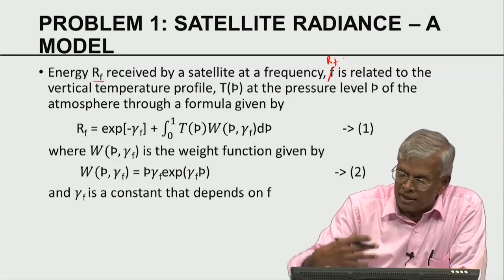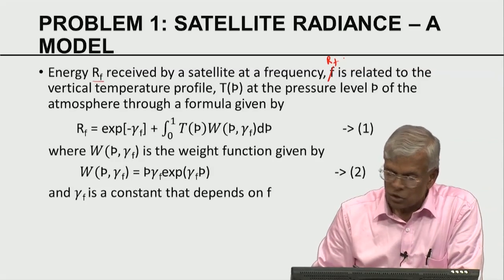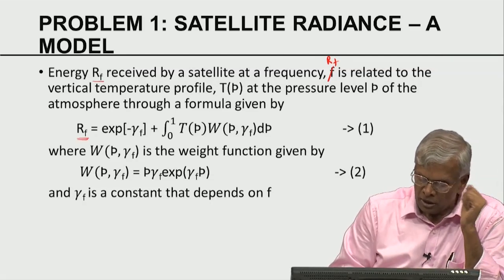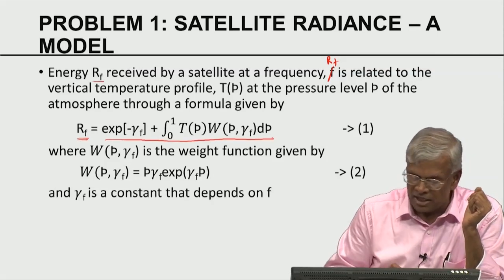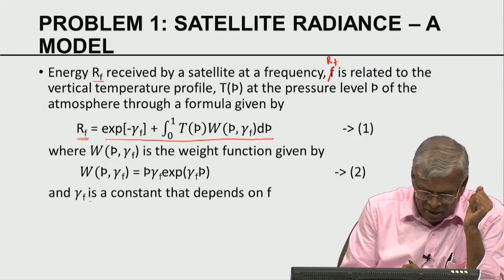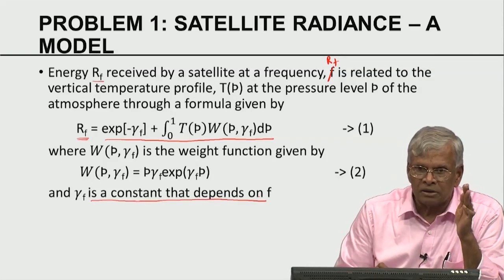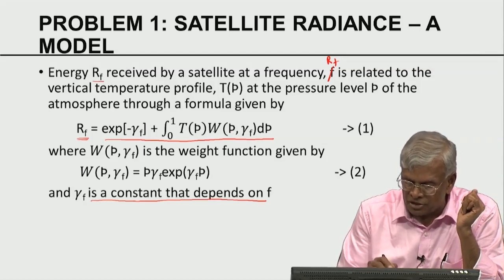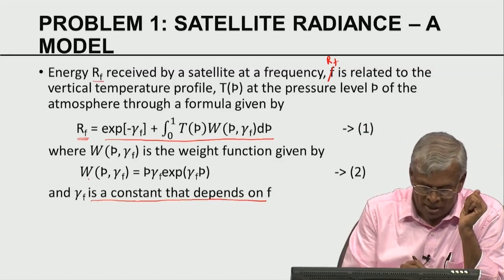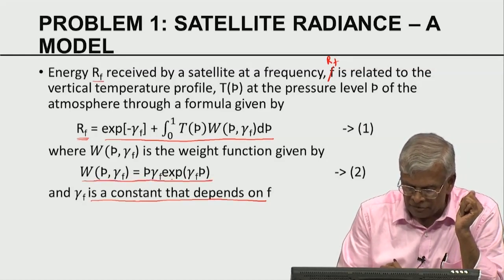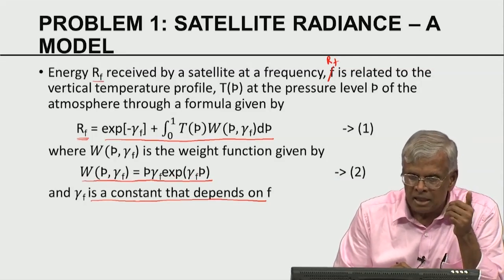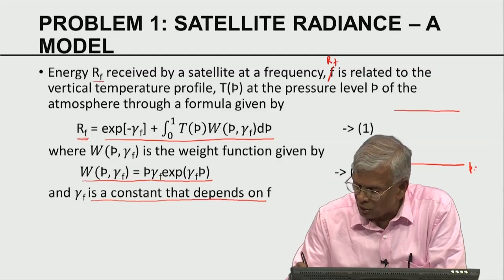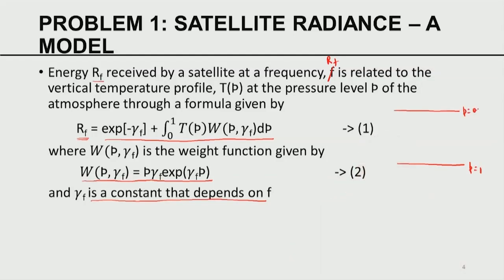So I am going to talk about the vertical coordinate at pressure levels of the atmosphere. So you can think of R(F), which is the energy received by the satellite. The physical model for this is given by equation 1. Gamma F is a constant that depends on the frequency of the channel in which the energy is received. W(P, gamma F), which is the kernel in the integral in equation 1, is given explicitly by P times gamma F times the exponential of gamma F times P. P is the pressure level. So you can think of the pressure level like this. At the sea surface level, pressure is equal to 1. I am going to go to the atmosphere where the pressure is 0.